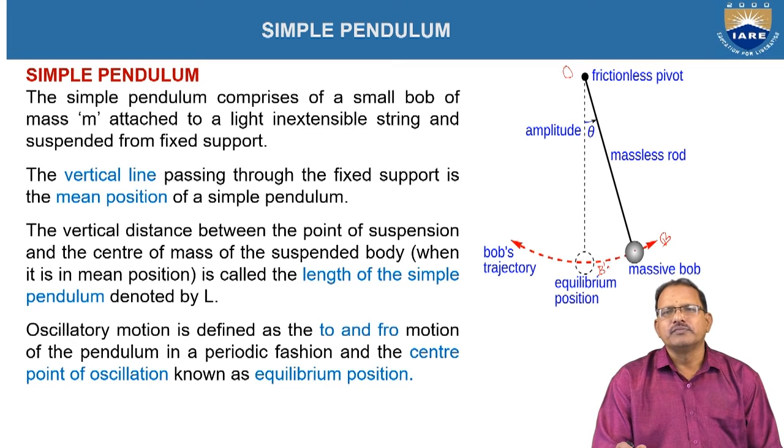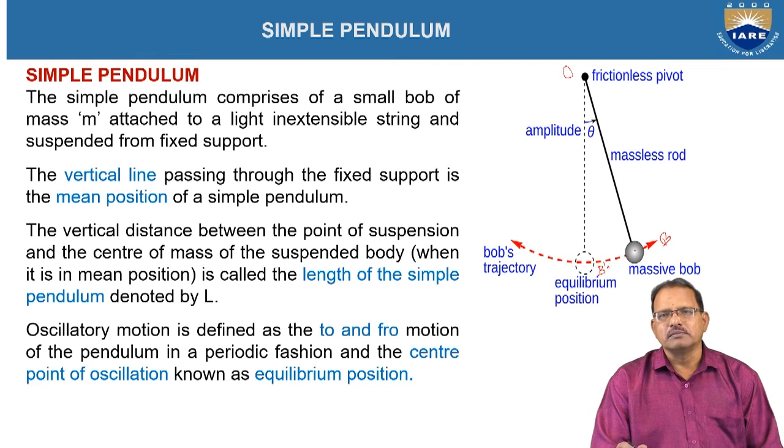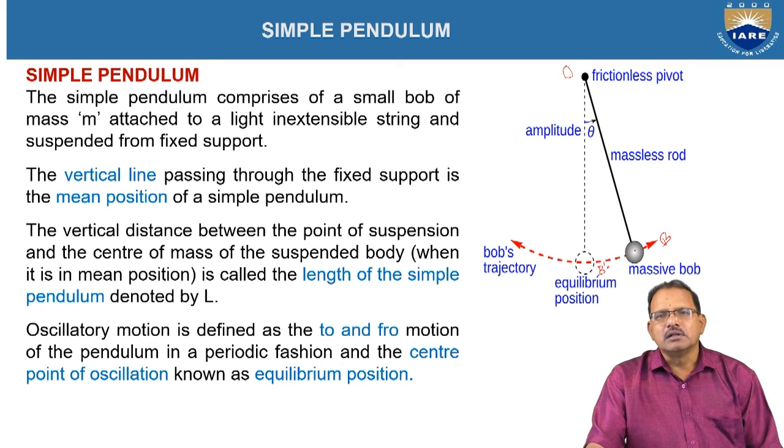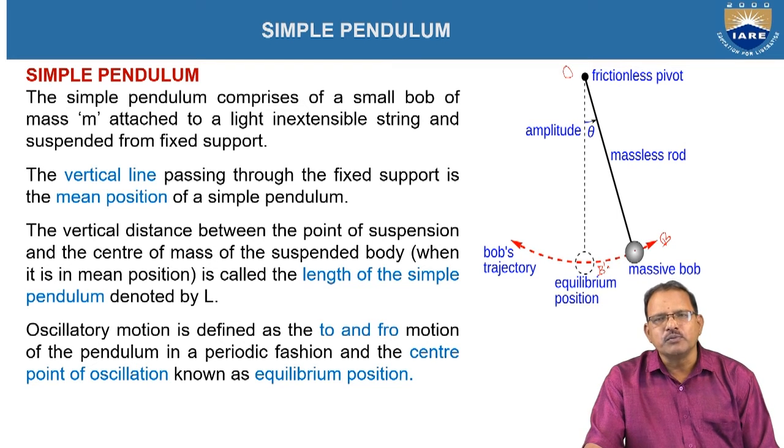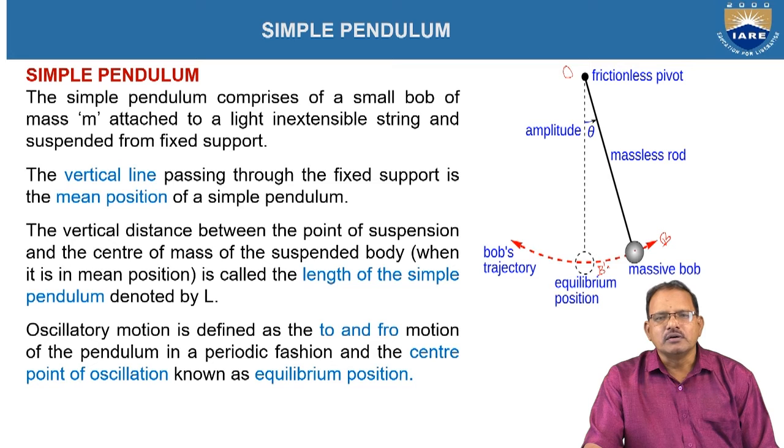that axis is called the mean position of the simple pendulum. The vertical distance between the point of suspension and the center of mass of the suspended body when it is in mean position is called the length of the simple pendulum. Here it is represented by L.